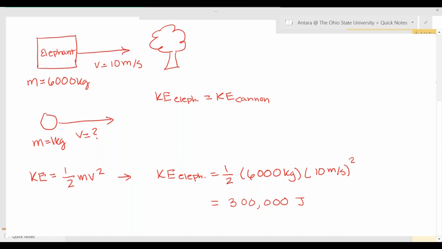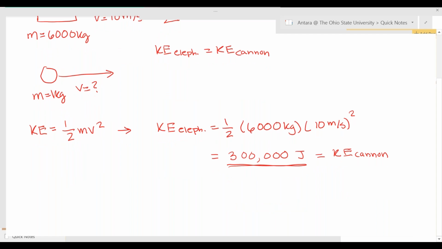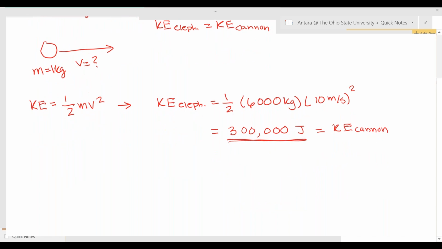But for the cannonball. So we know this is the kinetic energy of the elephant, but we know that it has the same kinetic energy as a cannon. So we're going to go ahead and use the same formula, but try to figure out a different variable in the formula. So we're going to rewrite this equation.